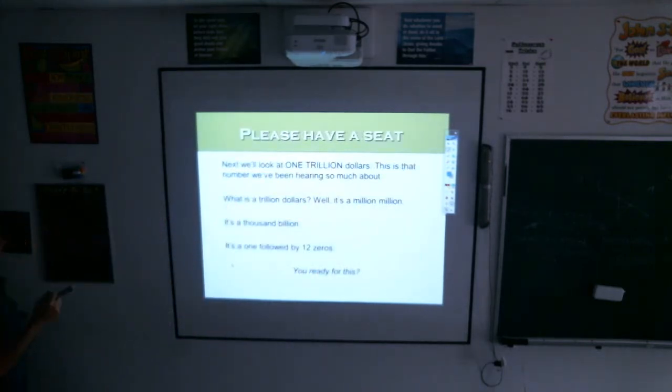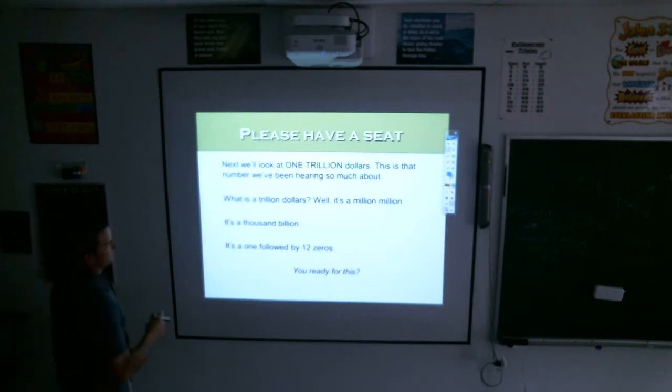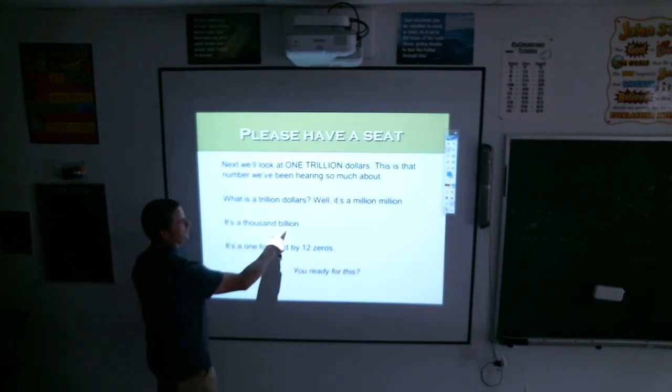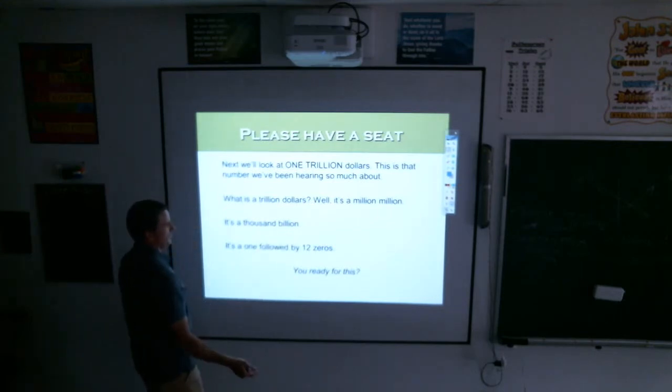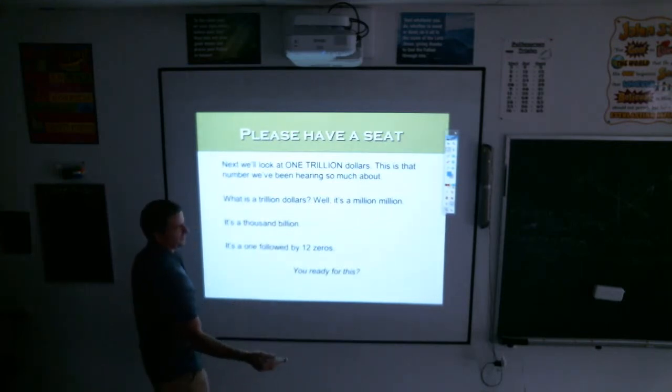Now, next we'll look at $1 trillion. That's the number you've been hearing about. What is $1 trillion? It's 1,000 billions, which is what we just looked at. It's 1 followed by 12 zeros, and this is what it looks like with those little pallets.